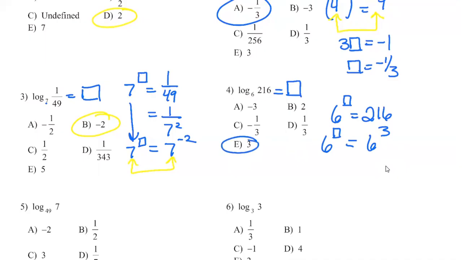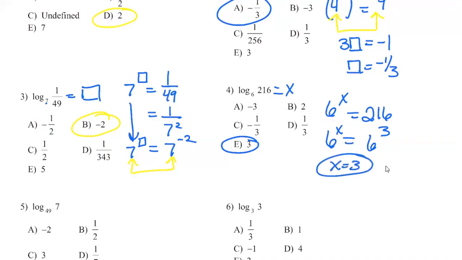Now, if you don't like the little boxes like I use, maybe you want to write it as, oops, my goodness, I don't know what that is. Let me undo that. Maybe you want to write it as an X. So you'd say 6 to what power is equal to 216. So you'd say 6 to the X power. That's totally fine. I learned to do it with a little box.